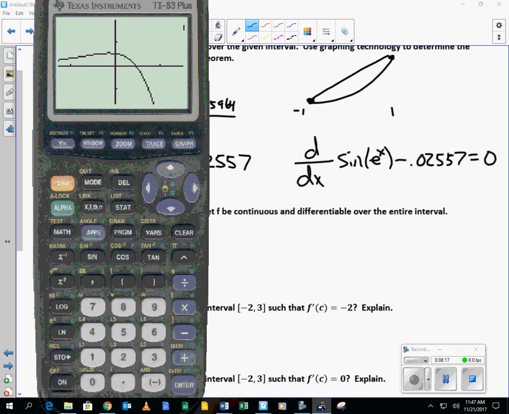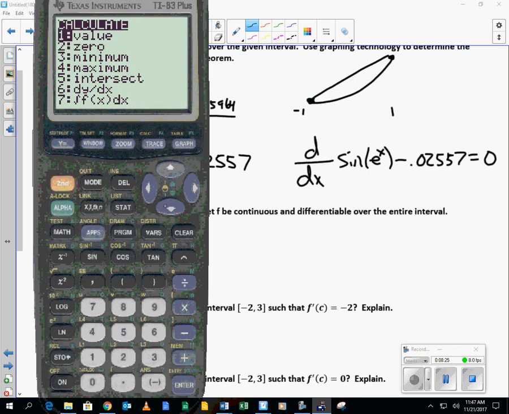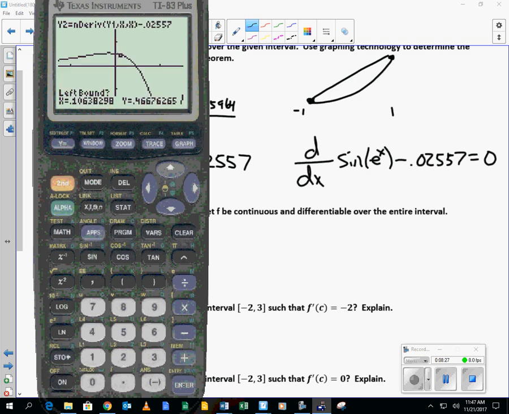And it does, doesn't it? Okay. How do I find that spot? So I can calculate 0. And I'm to the left of that value. Press enter. Now I'm going to move to the right of that value. And I get x is equal to, I'm going to write it out to as many decimal places as I can, 0.4410538.